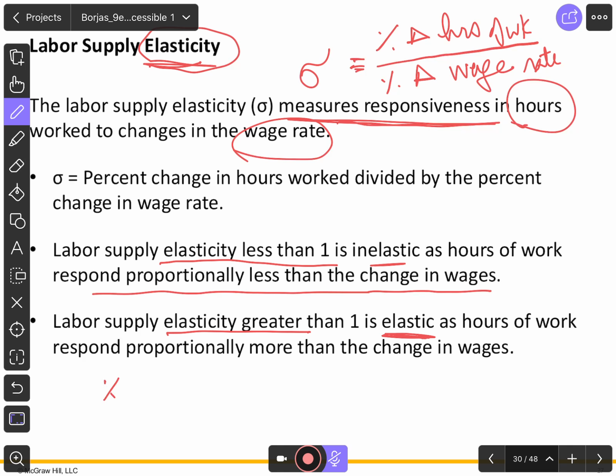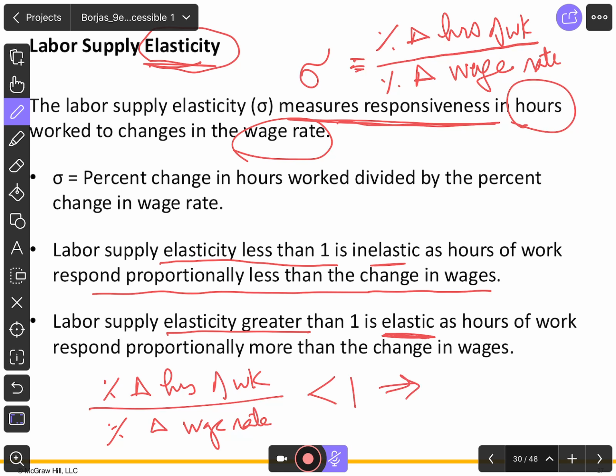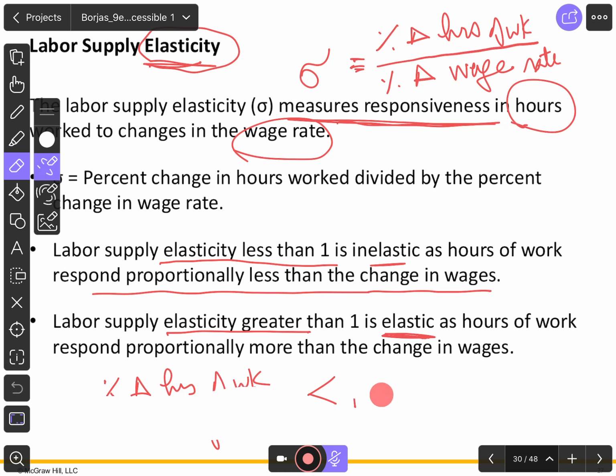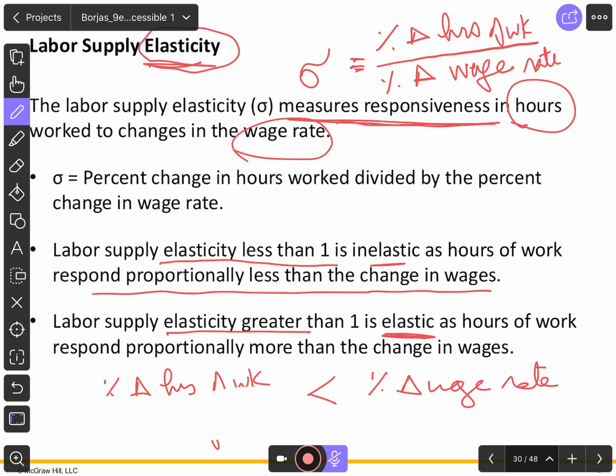So if I'm writing it like this, the percentage change in hours of work over the percentage change in wage rate, and if it is strictly less than 1, then I can rewrite this as the percentage change in hours of work being less than the percentage change in wage rate. So if the elasticity is less than 1, it's inelastic. The hours of work respond proportionately less than the change in wage rate, and the opposite is true.